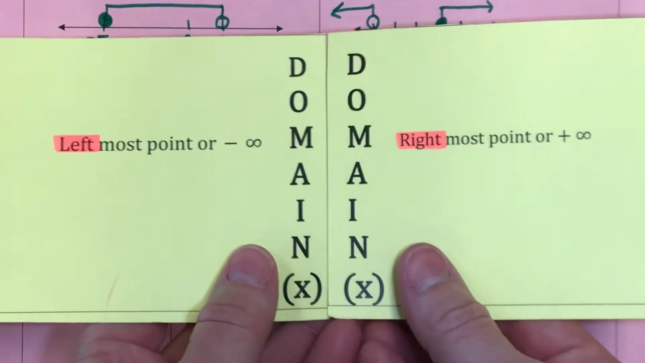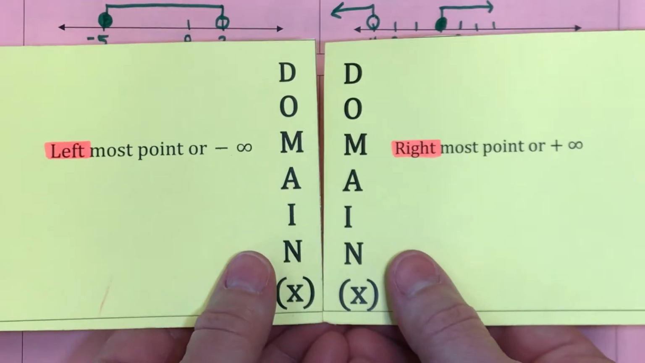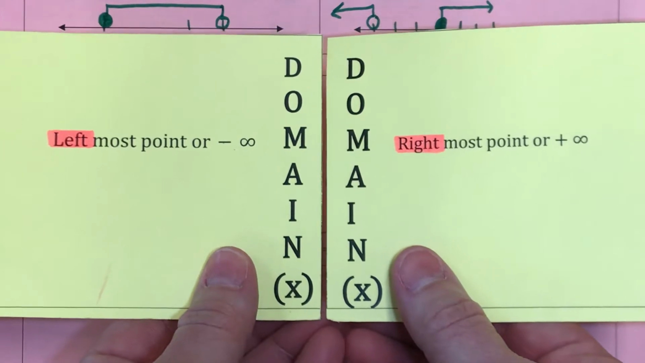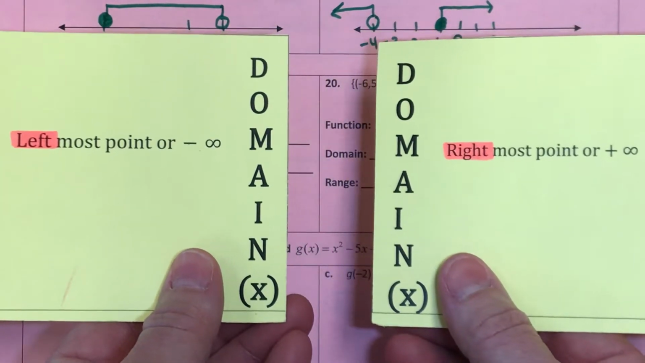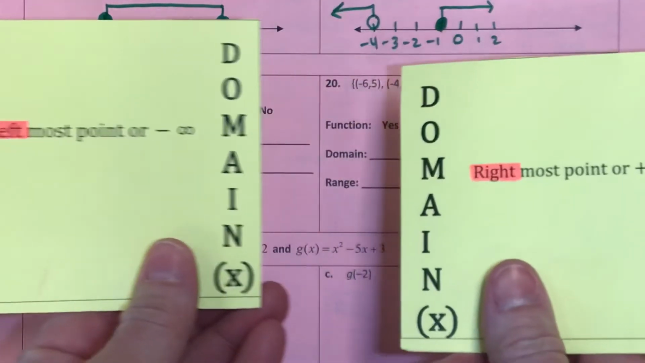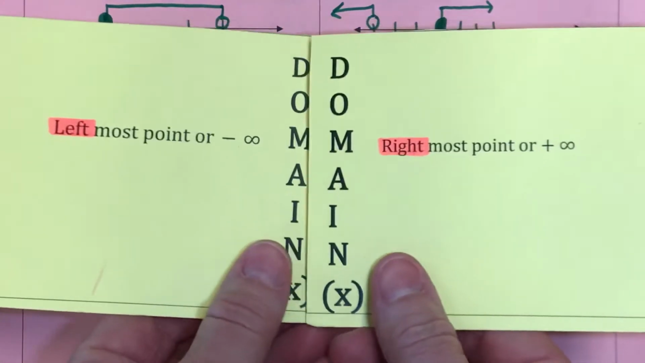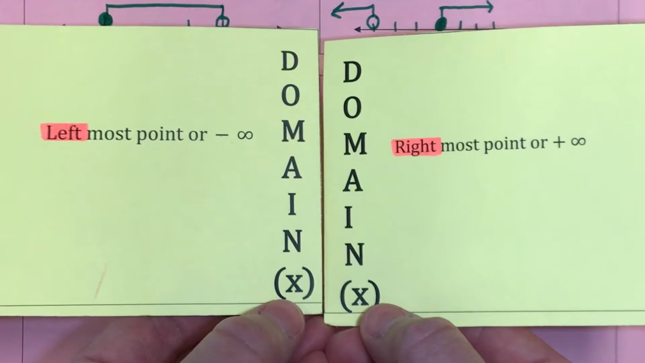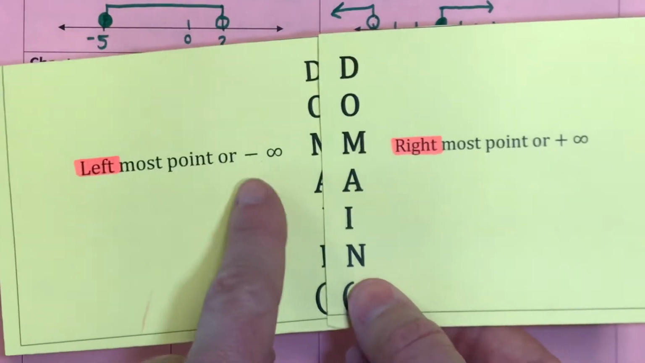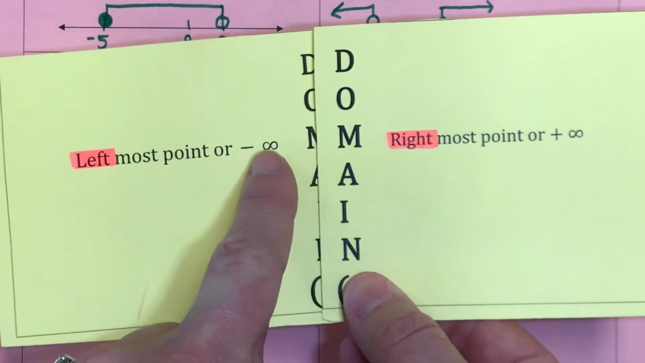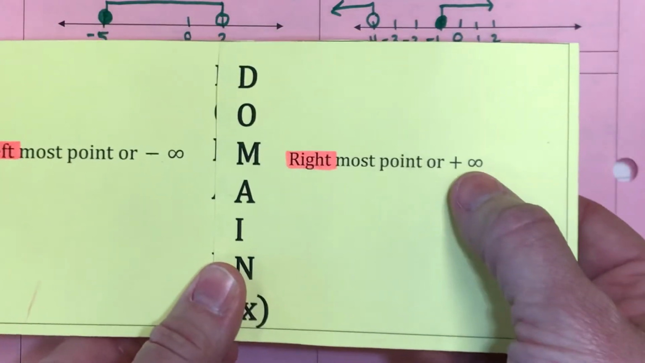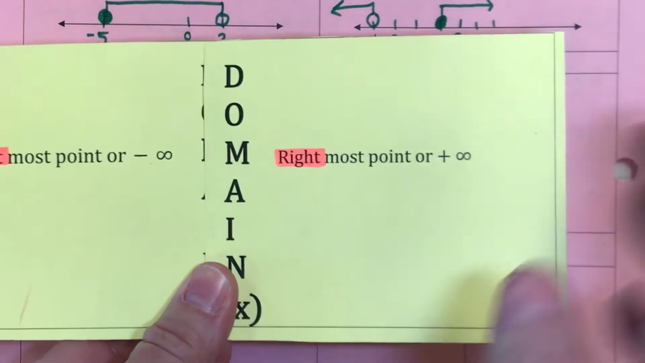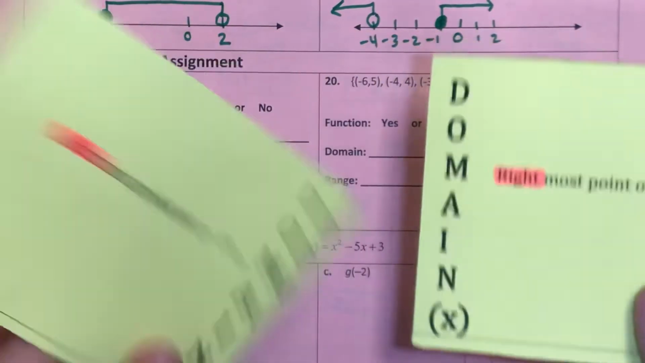To identify the domain of a graph, I imagine curtains, and what those curtains want to do is open up to see where the leftmost point on your graph is and where the rightmost point is. As I open it up, how wide do we need to open to look for our x values? If you see an arrow to the left, that means your left goes on for negative infinity, and if you see an arrow to the right, that means the right side of your graph goes to positive infinity.